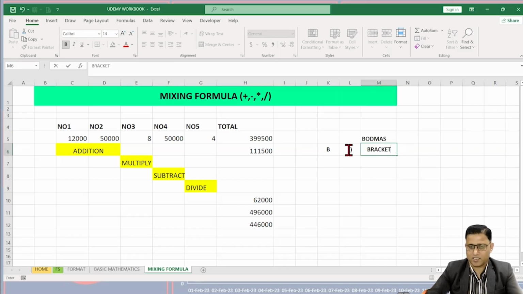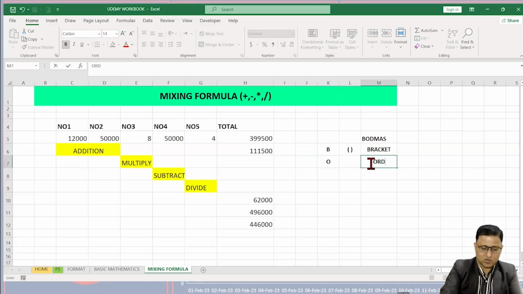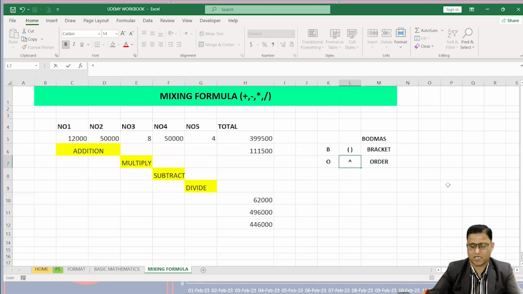Okay, so any number within this bracket will always be done as per the mathematics rule. The rule says whatever is under the bracket will be done first, completed first. Then O. O in BODMAS means order, like a square root or this kind of symbol. When you use it, we say square root.